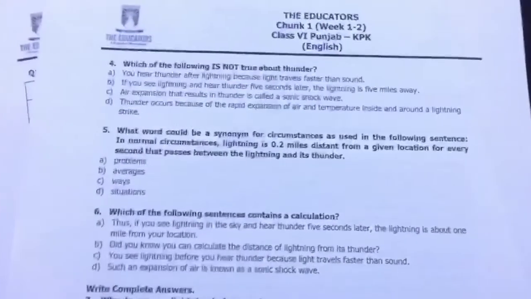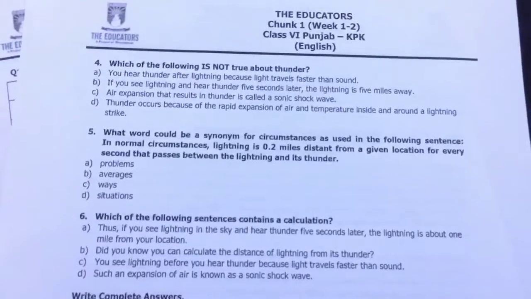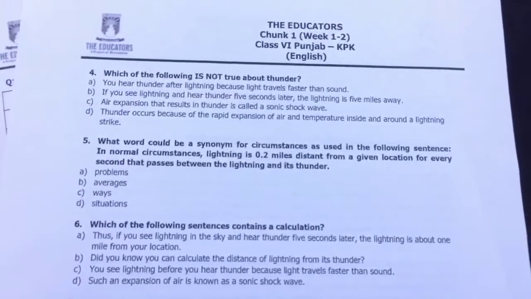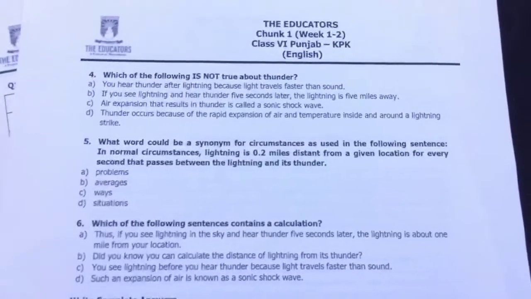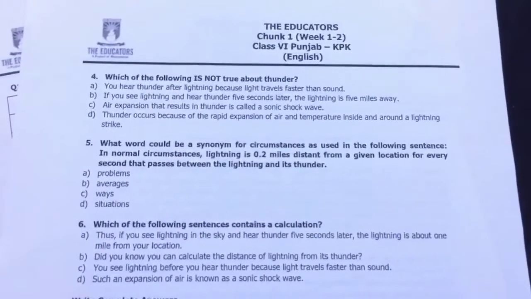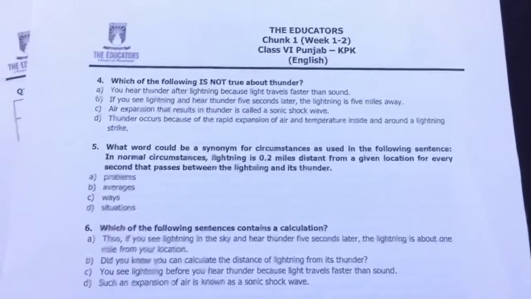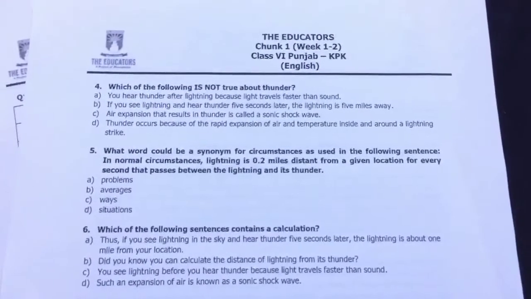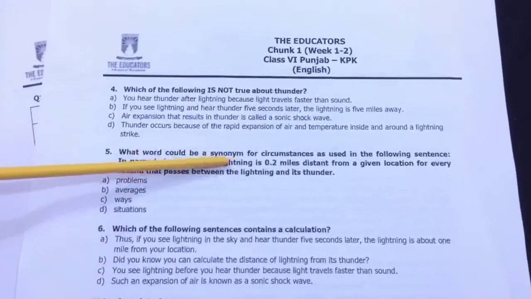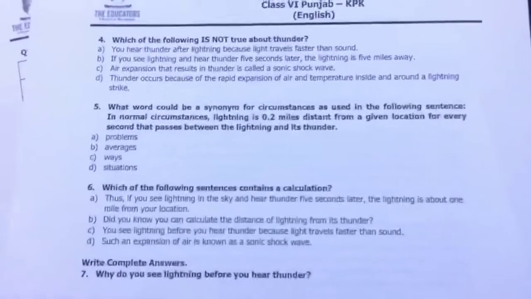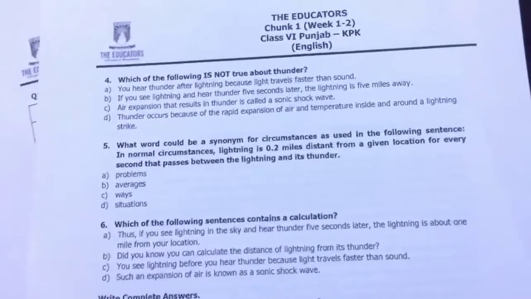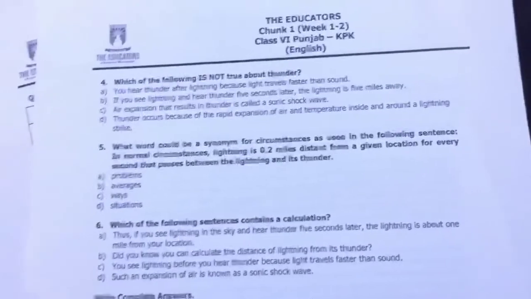Number 5th is: which word could be a synonym for circumstances as used in the following sentence? In normal circumstances, lightning is 0.2 miles distant from a given location for every second that passes between the lightning and its thunder. So you have to find out the synonym. Synonym means you have to find the synonym of the word circumstances in this sentence. Synonym means that they both have the same meaning. So you have to find out what could be the possible synonym in this situation for the word circumstances.